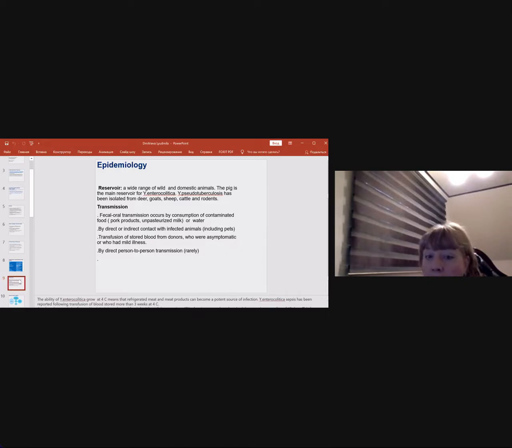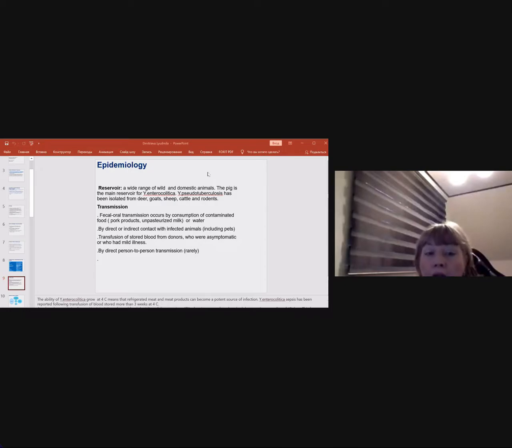Transfusion of stored blood from donors who were asymptomatic or who had mild illness, and direct person-to-person transmission, but doctors, it may be rare. For example, if somebody has a child and this child has yersiniosis, and every day his mother has a deep contact with this child, in this condition transmission may occur, but it may be rare.